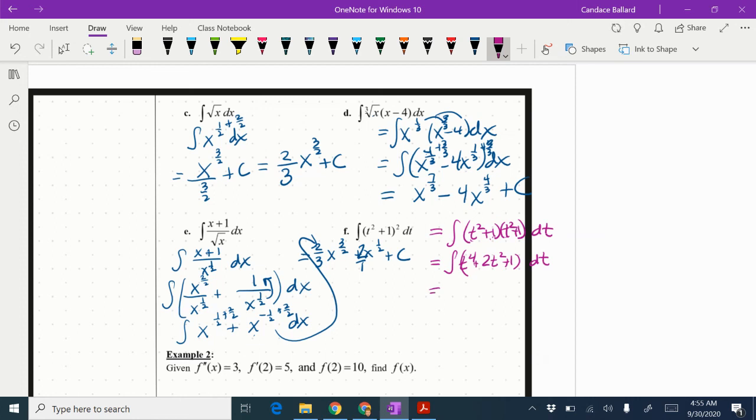Now I'm going to integrate. So we've got t, I'm adding 1, so t to the 5th divided by 5, my new exponent. Then I've got 2t squared, I'm adding 1, t to the 3rd divided by 3. When I integrate the 1, I just get a t, and then always plus c.